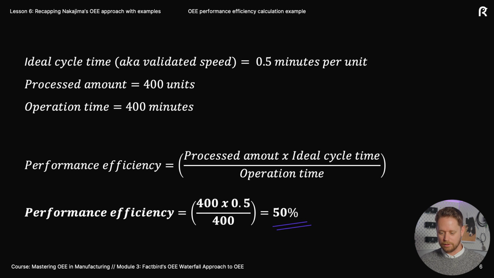Now it's time to look at how efficiently our equipment is being used during production times. For our example, our ideal cycle time, also known as validated speed, is 0.5 minutes per unit. We can say the amount of parts that were actually processed was 400 units over 400 minutes of operation time. You probably already see that our equipment has been underperforming compared to the ideal cycle time. But by how much? By inputting the values into the equation, we have 400 units times 0.5 divided by 400 minutes. And this gives us a performance efficiency of 50%.